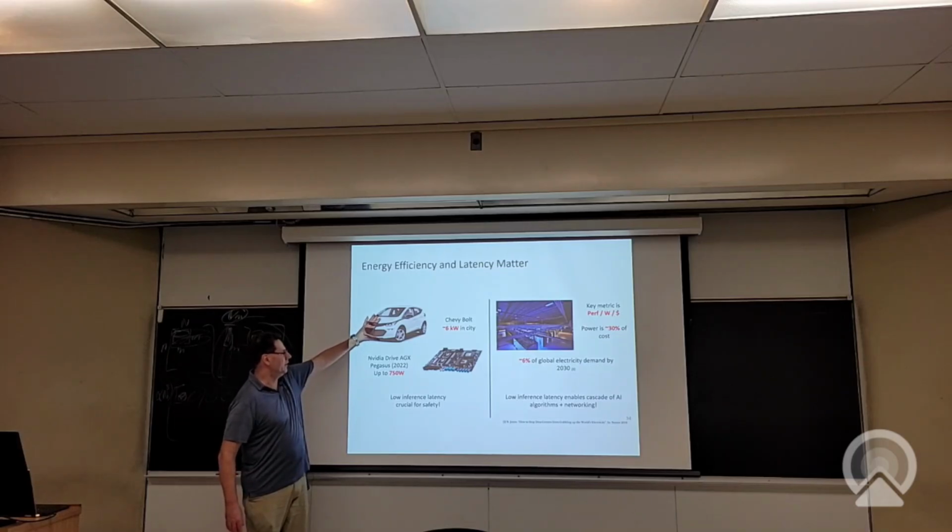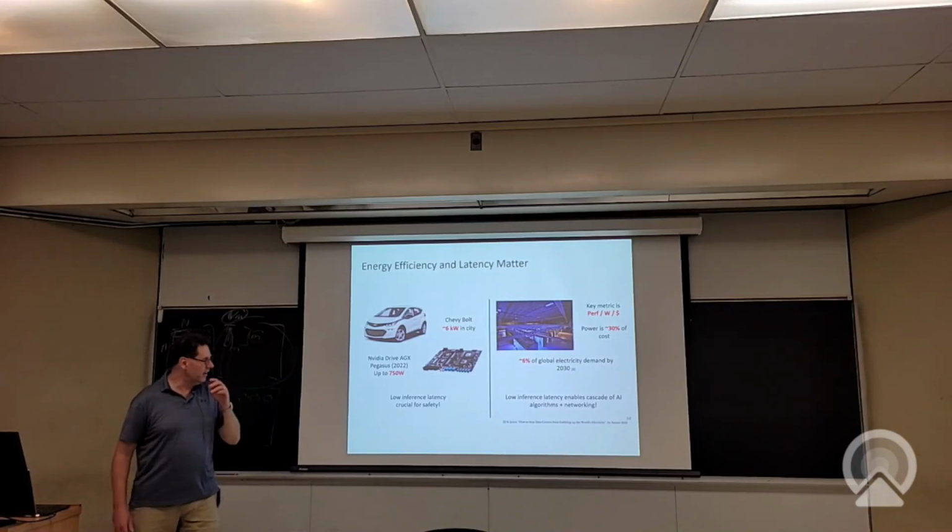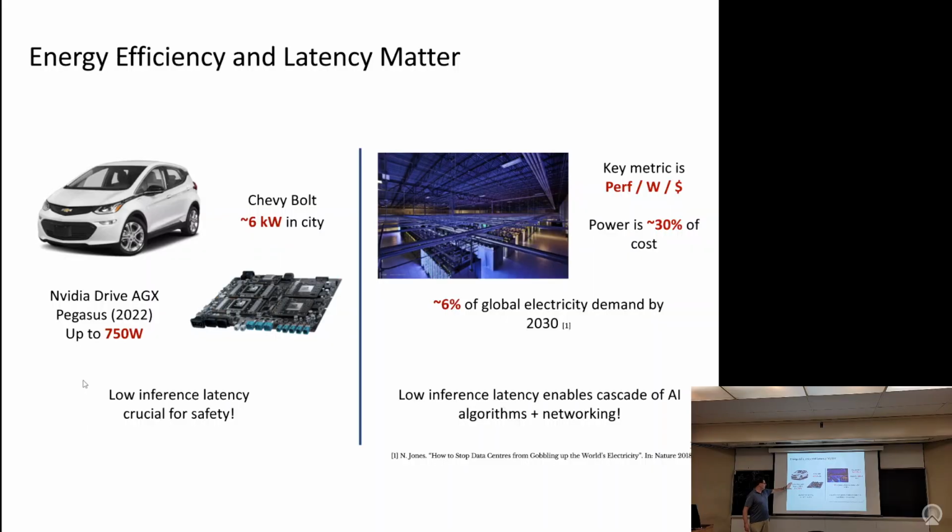This is an electric car, a Chevy Bolt. On average, it takes 6 kilowatts to drive, that's the drivetrain in the city. This is NVIDIA's card from 2022 that they recommended for driving assistance, and it took 750 watts. That's enough to do some level of driver assistance, but not anything approaching full self-driving. So what does this mean? Even like a car battery, this actually has a noticeable impact on the range. Clearly it's not taking as much as the engine, but it's taking 12 to 15% of what the engine takes, which actually means it's going to hurt your range. So that's a lot of power.